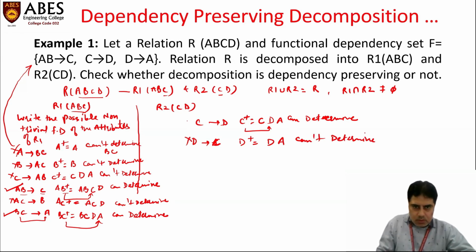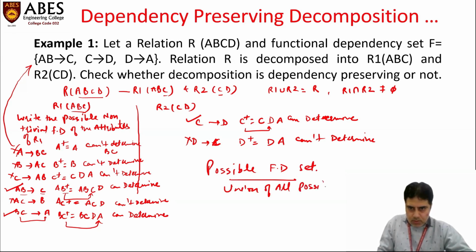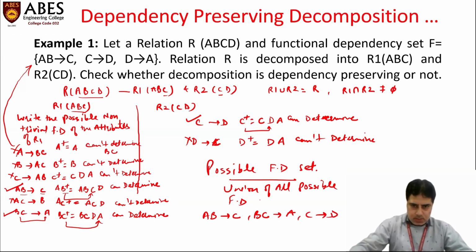So it cannot hold. So this will hold. Now take the possible functional dependency set. Now the union of all possible functional dependencies. So here is AB determines C, BC determines A, and C determines D. So this is the possible set.